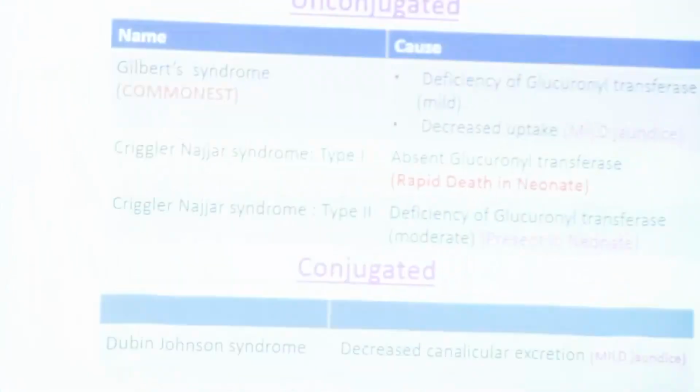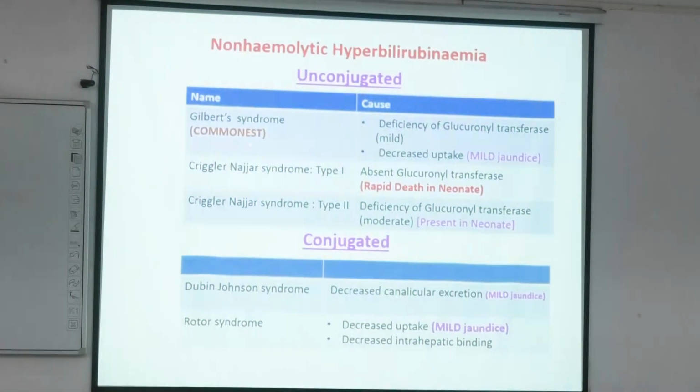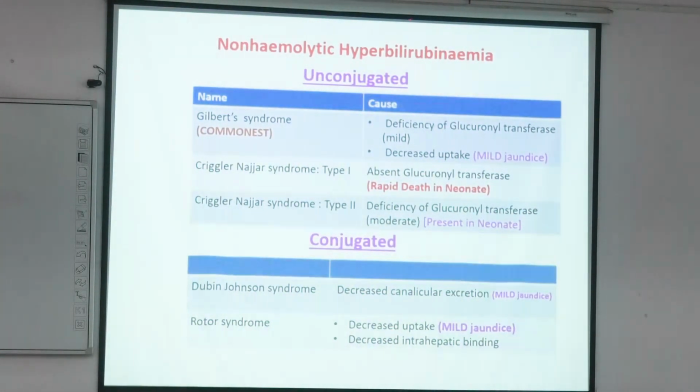So, non-hemolytic hyperbilirubinemia, there are 5 different types. You need not remember all these things, but at least you must be able to tell Gilbert syndrome. This is one disease which I want you to be able to tell. Remember, there is a deficiency of glucuronidase transferase. So, if it is deficient, it will not be able to conjugate. So, there will be unconjugated hyperbilirubinemia.